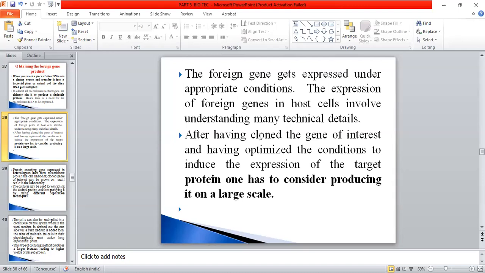After having cloned the gene of interest and having optimized the conditions to induce the expression of the target protein, one has to consider producing it on a large scale. So that is very, very important. That is a very important idea.